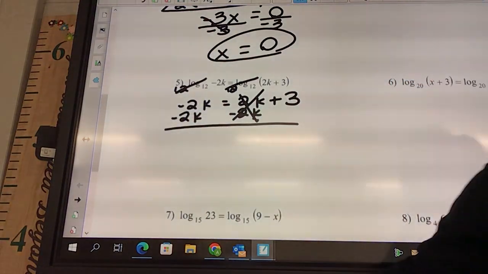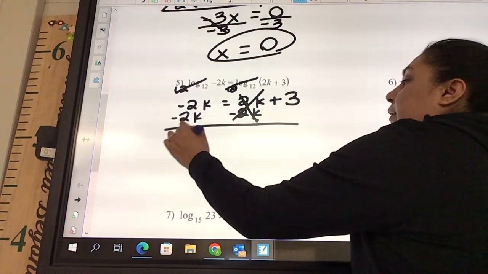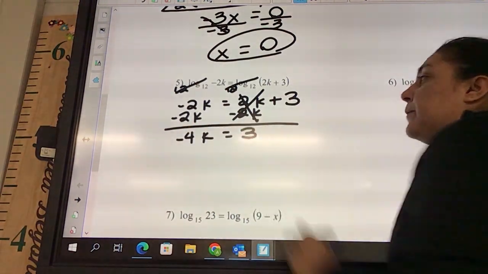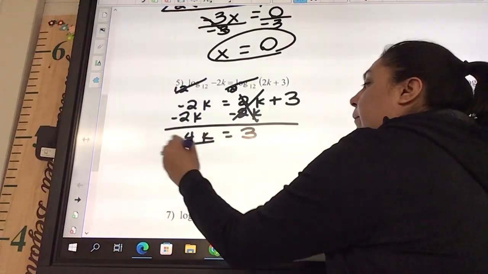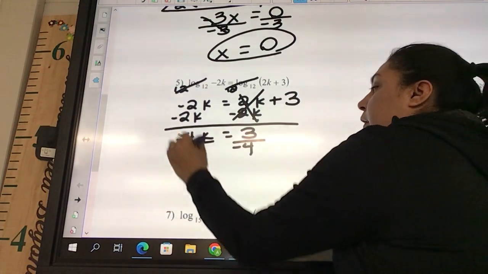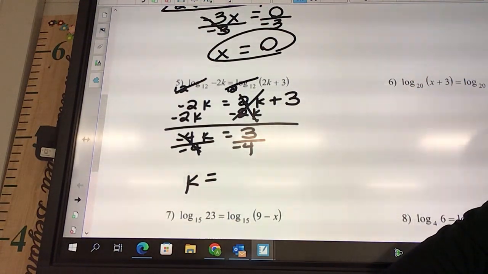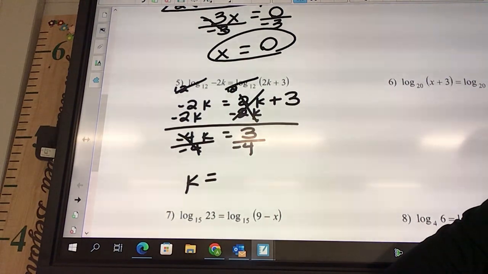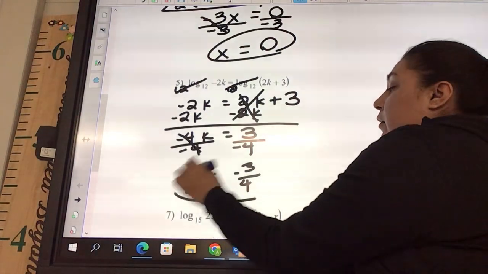Negative 2 minus 2. Try again. Negative 4k equals 3. Divided by negative 4. What is 3 divided by negative 4? What'd you get? Negative 3 over 4. All that's saying is that the fraction doesn't reduce anymore.